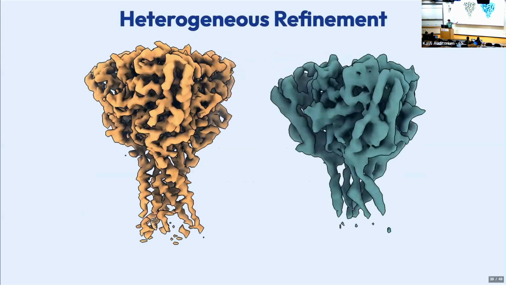That might be another problem here, right? It looks like this green class is just bad particles, maybe thicker ice, maybe starting to denature at the air-water interface, who knows? They're just bad. This is another advantage of using heterogeneous refinement, is that even if you expect to see 2 classes similar, heterogeneous refinement can find this junk, okay?